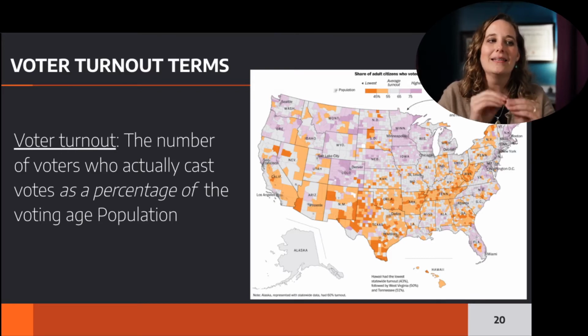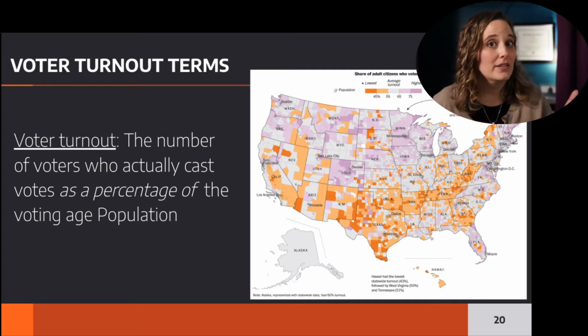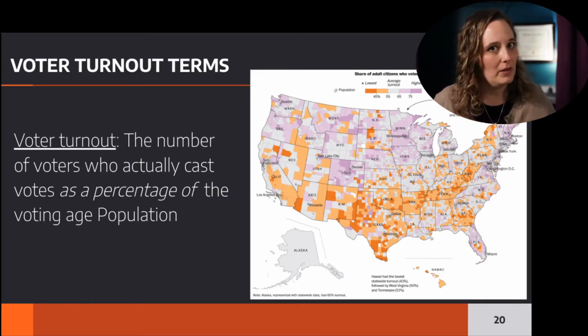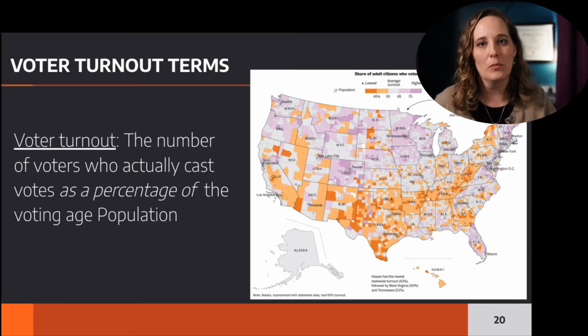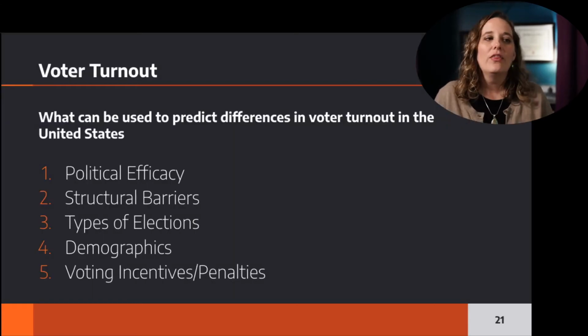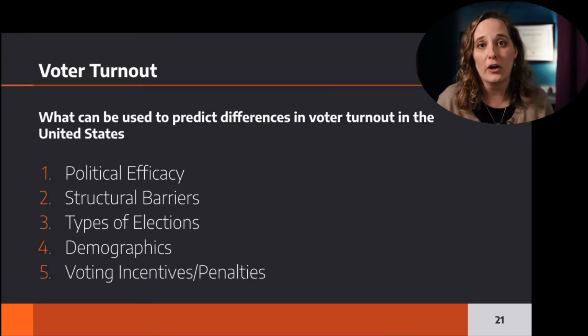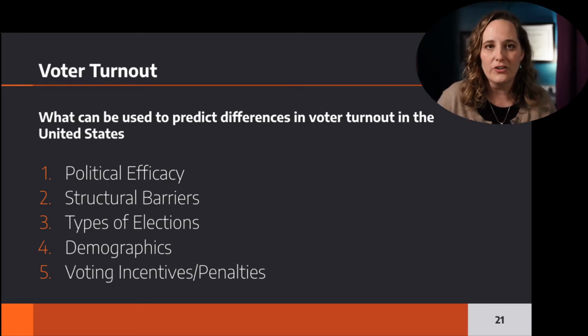Finally, we'll talk about voter turnout, and this is the number of voters who actually cast votes as a percentage of the voting age population. Notice, it's a percentage, and it's the number of people who actually vote versus the voting age population, not the voting eligible population. There are a lot of different things that can be used to determine voter turnout. And so let's look at each of these.